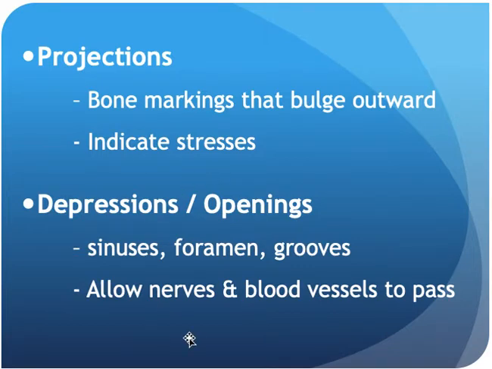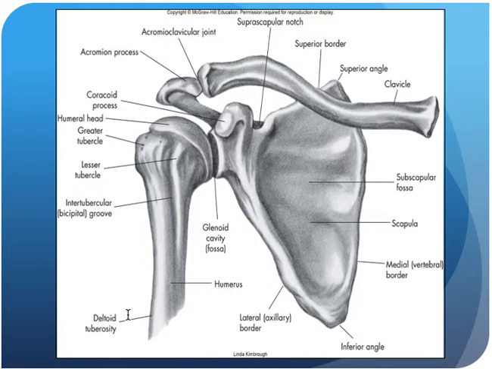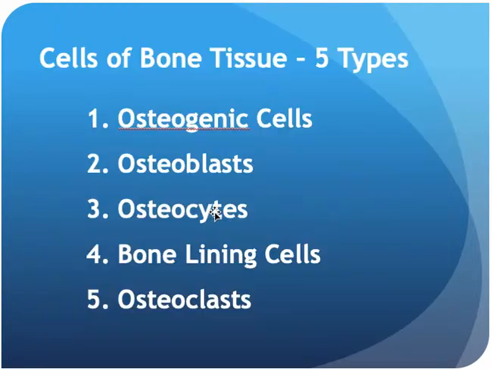You're also going to get depressions or openings. These are going to be sinuses, foramen, grooves. They're allowing nerves and blood vessels to pass through. And here's a picture where we get a little bit of everything, right? So we get some fossas, we get some projections, a really good picture where we get a lot of different landmarks. But again, these are all the little landmarks that we're memorizing and being able to label for our practical.